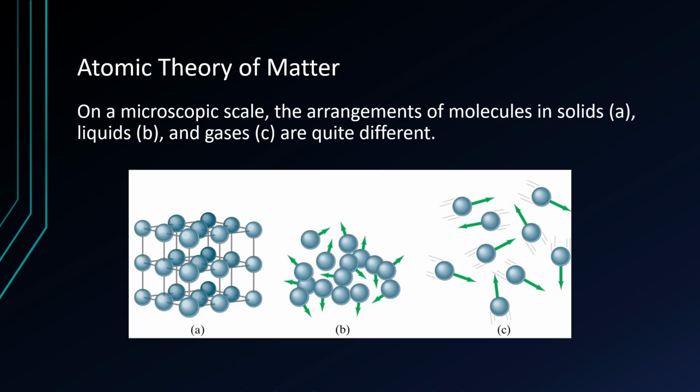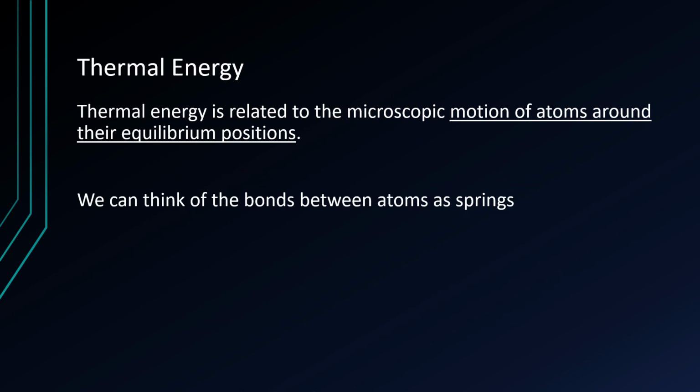So, as you're probably well aware, there are many different types of matter, right? And we've kind of talked about this already, right? We have solids, we have liquids, and we have gases. But on a microscopic scale, the arrangements of the molecules in these different types of matter are very, very different from each other. So what happens whenever we add thermal energy to these different types of matter, right? So thermal energy is related to the microscopic motion of atoms around their equilibrium position.